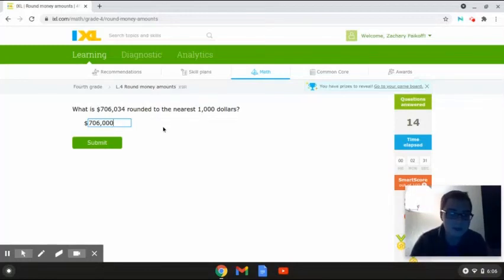So the answer for this problem is 706,000 because we took a look at the key digit, which was the number 6, and saw that the number next to it was less than 5, so we rounded it down and it became $706,000. And that is how to solve this problem.